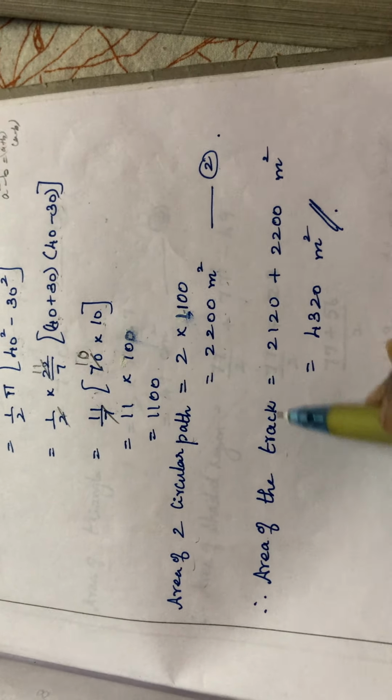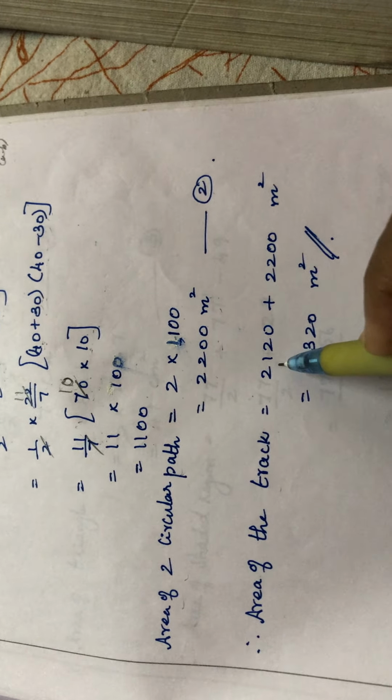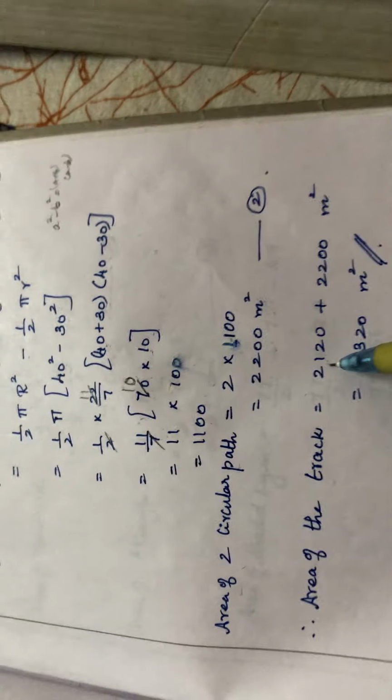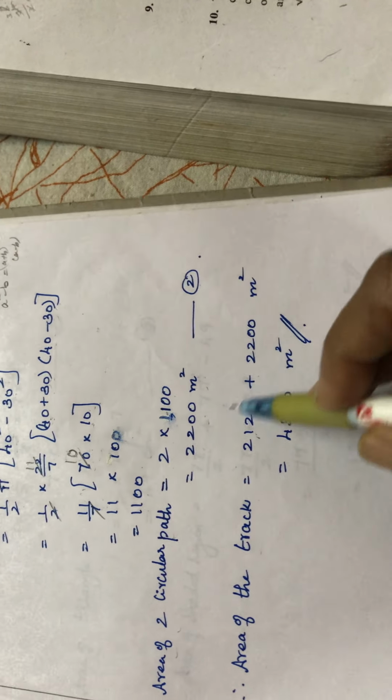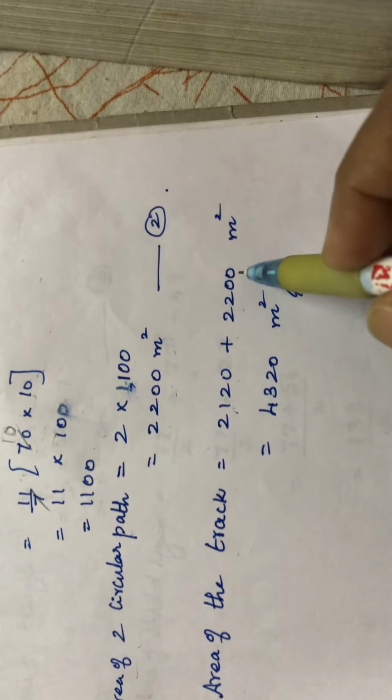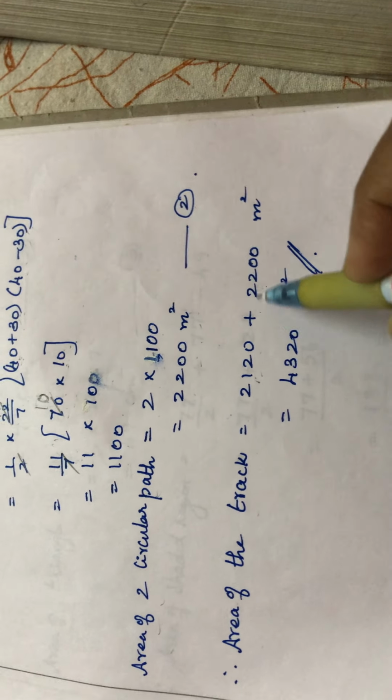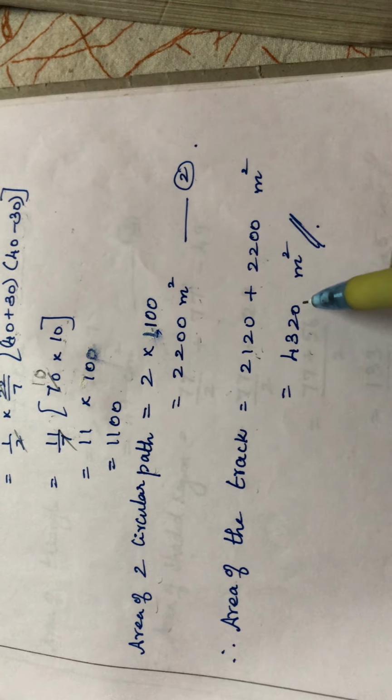So area of the track is nothing but we have to add area of the two rectangles, that is 2120, plus area of the two circular regions, 2200. When I am adding this I will get 4320 meters square.